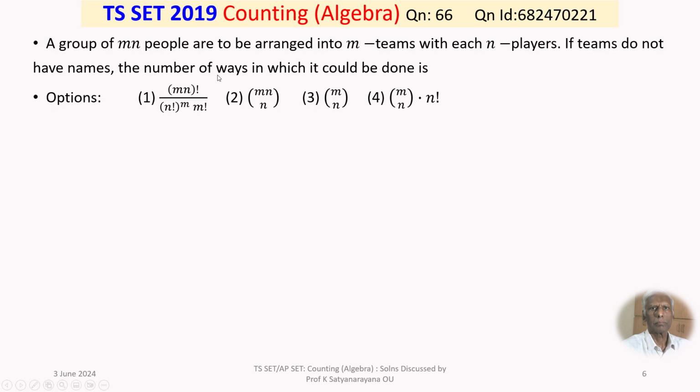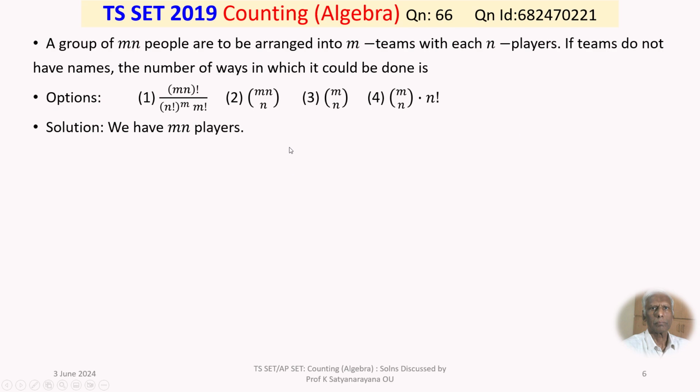Then the number of ways in which it could be done is, we are given 4 options. First option is mn factorial by n factorial to the power of m into m factorial. And the second option is mn choose n, the same as mn Cn. So now let's discuss the solution of the problem in detail.